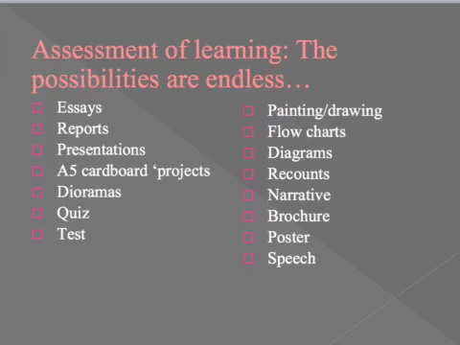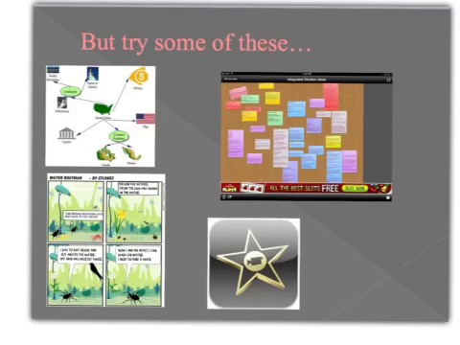The possibilities for how you assess whether the students have learnt the sorts of concepts that you want them to learn or achieve their learning objectives are endless. They're limited only by your creativity and imagination as a teacher. And here are some to choose from, fairly common ones: the essays, the reports, the presentations, the great big cardboard projects, which personally are my pet hate. A diorama, use quizzes and tests, the old secondary school models, painting, drawing, flowcharts, diagrams, etc. But how about you try some of these?